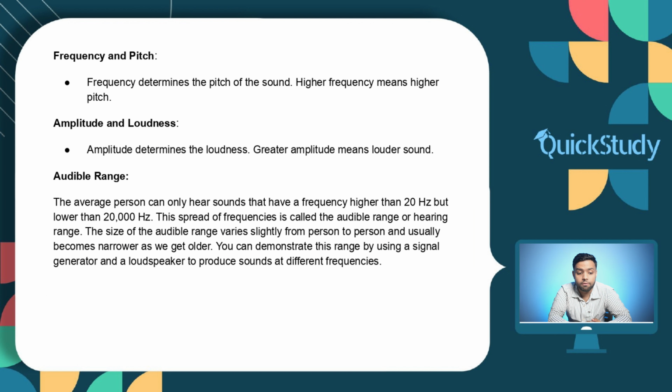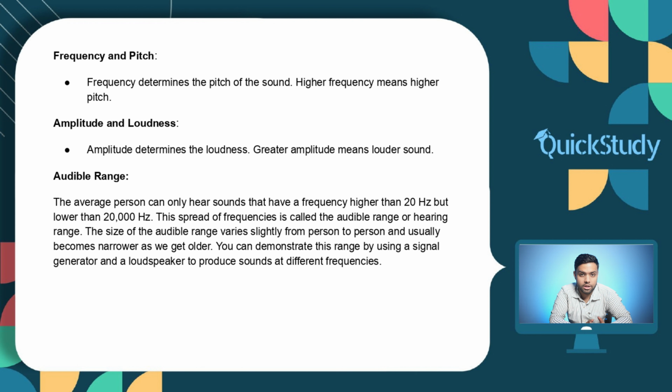Let's learn about some features of sound waves, which are the pitch, loudness, and the audible range. Frequency basically determines the pitch of the sound. The higher the frequency, the higher the pitch. Pitch is basically the measure of frequency determined by the hertz. Loudness, however, depends on the amplitude. Loudness or the volume of the sound is proportional to the amplitude. Greater amplitude means louder sound. Lower amplitude means less sound.